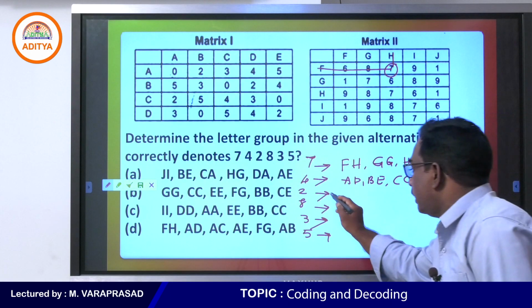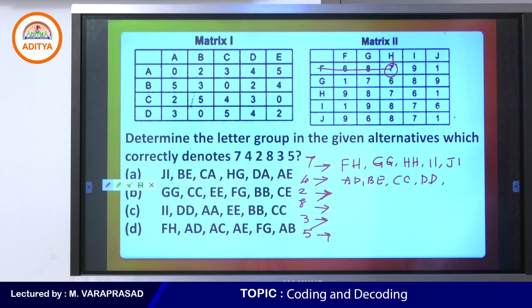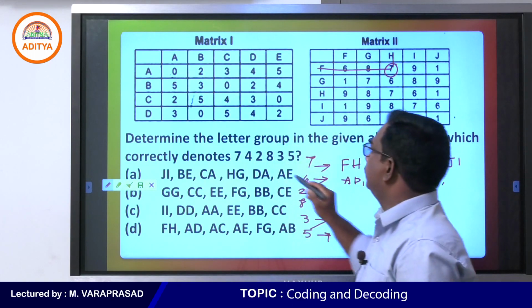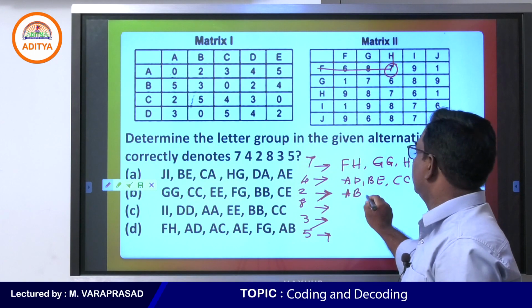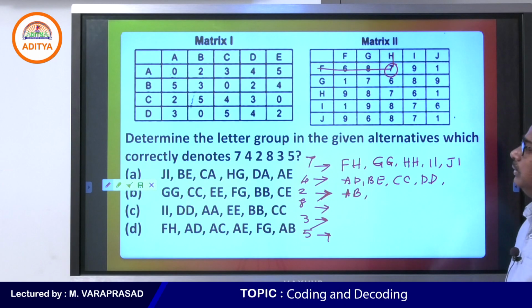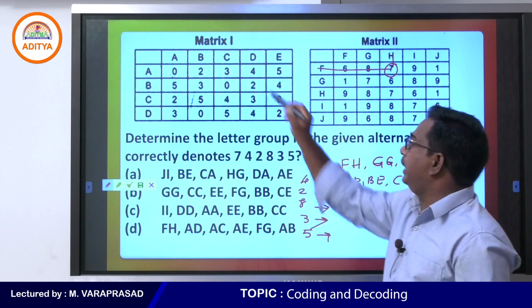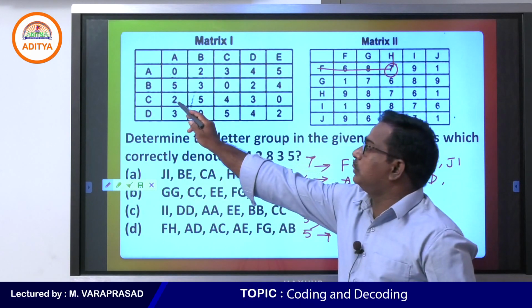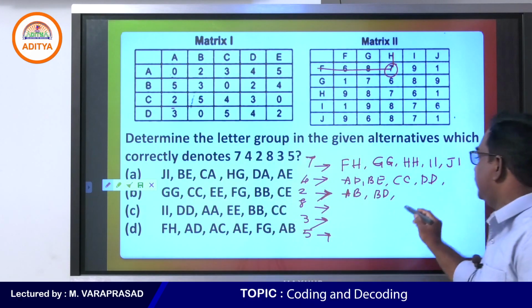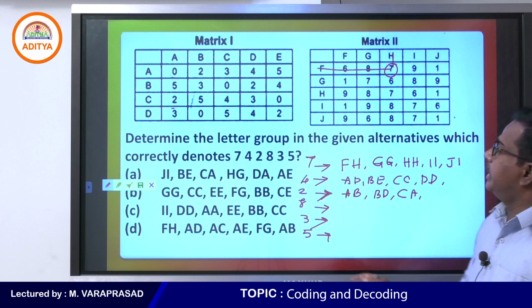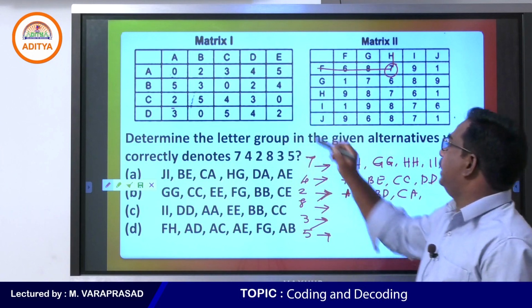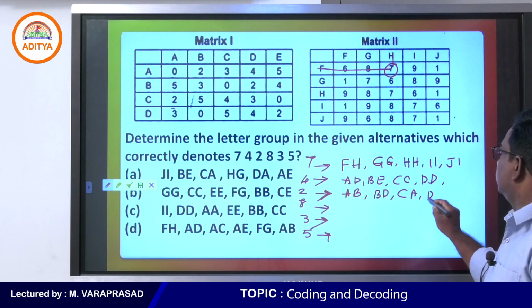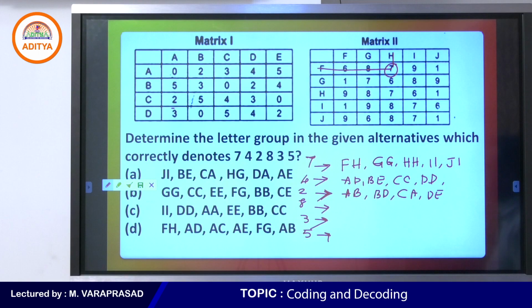In how many ways can 2 be represented? Now see, 2 is there here, AB. Next, 2 is there, BD. Still, 2 is there, CA. Next, 2 is there, DE. So these 4 ways we can represent 2.